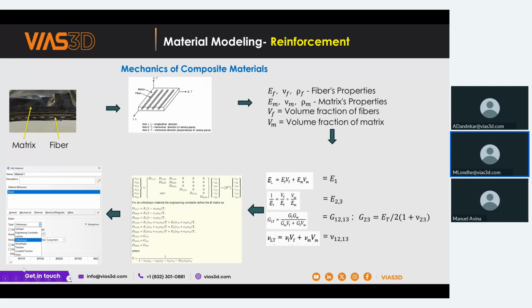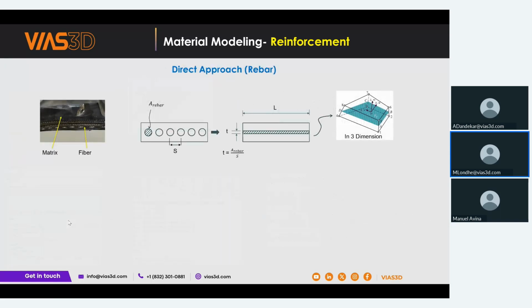And in the Abaqus material modeling definition, you can assign this property directly to the lamina by assuming orthotropic or anisotropic behavior. But there is another approach, that is the direct approach. Abaqus gives rebar modeling. Here, instead of calculating the properties, you just put the area per cross section of the rebars and the spacing between the rebars. Based on that, Abaqus calculates the equivalent thickness.